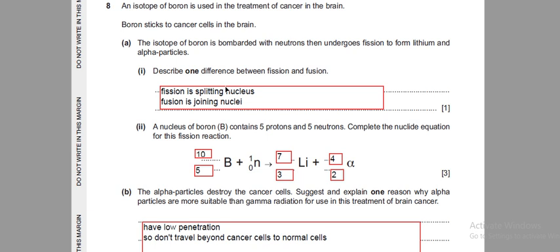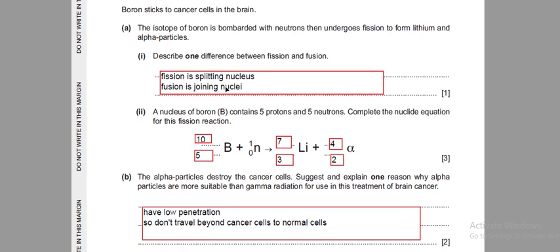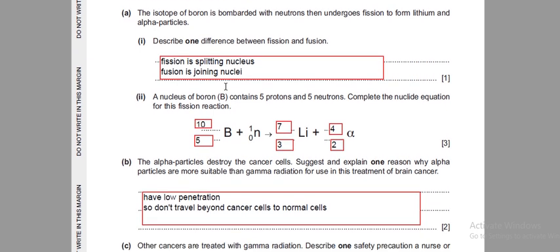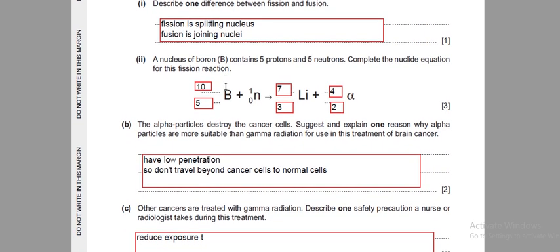An isotope of boron is used in cancer treatment. It releases alpha when it undergoes fission. Describe the difference between fission and fusion. Fission is splitting a nucleus, fusion is joining nuclei.